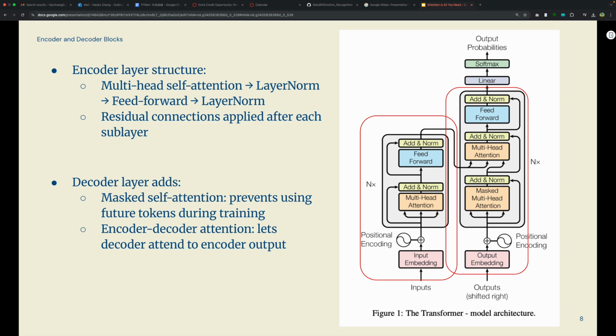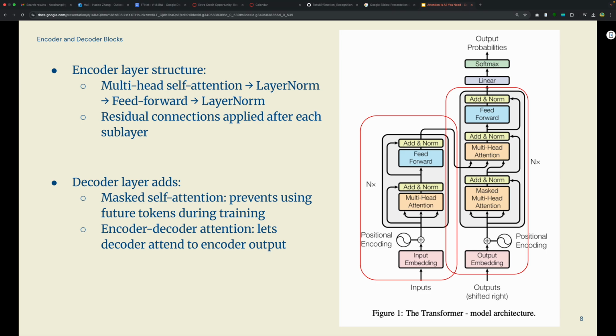So each encoder block in the transformer consists of two main components: a multi-head self-attention mechanism, which we just introduced earlier, and a position-wise feed-forward neural network. These are followed by two crucial techniques, residual connections and layer normalization, which help stabilize training and preserve gradient flow.